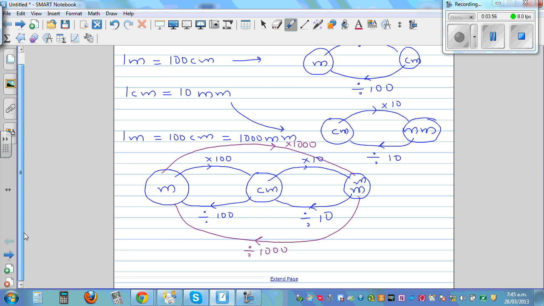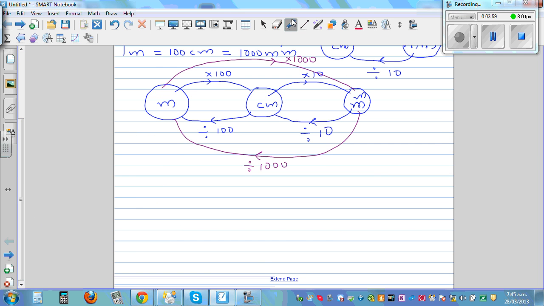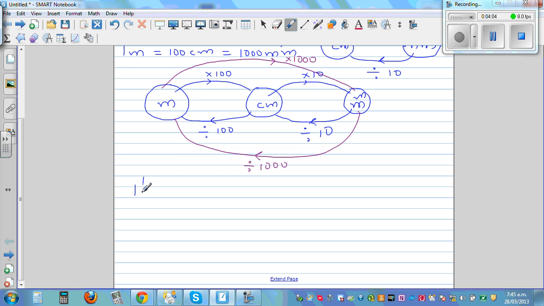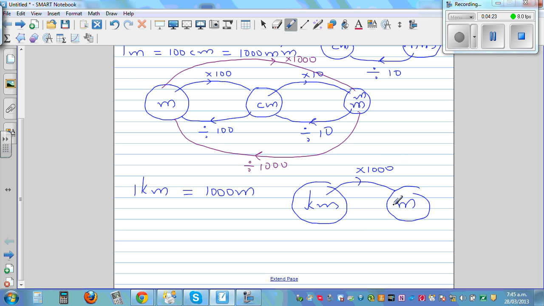And finally, you know that 1 kilometer is 1000 meters. So from kilometers, if you want to change into meters, what should you do? From kilometers to meters, you times it by 1000, and from meters to kilometers, you divide by 1000. So let us take some examples to illustrate what I mean.